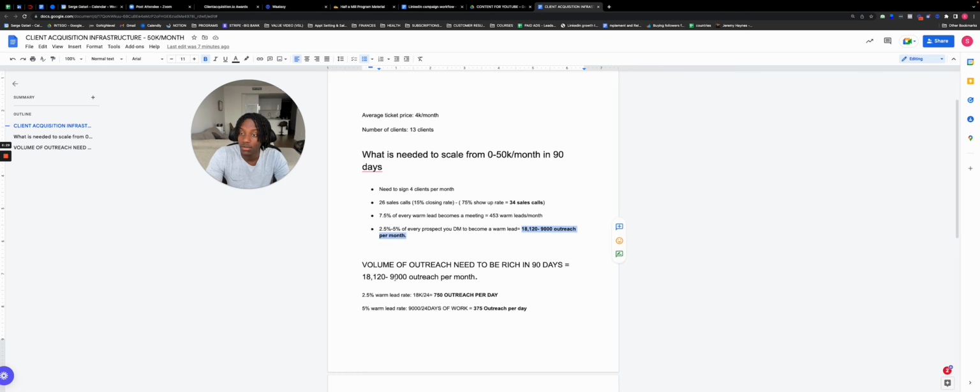And this is the truth that most people don't tell you. The most important thing is not even how much volume you need to do every month. What's more important is how much outreach you need to do daily. So if you are at a 2.5% warm lead rate, and let's say you work on average 24 days out of the month in your outreach team, or maybe yourself, you divide that over 24 working days, and you have 750 outreach per day, guys. Let's say you have a better conversion rate of 5%. You would need to be sending at least 375 outreach per day.